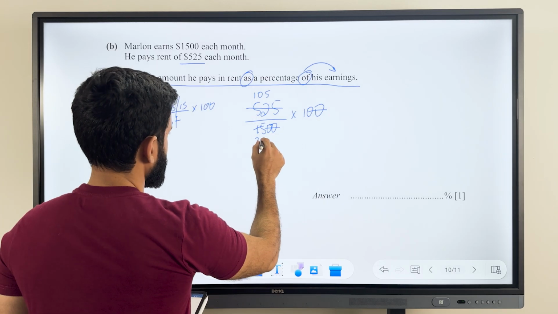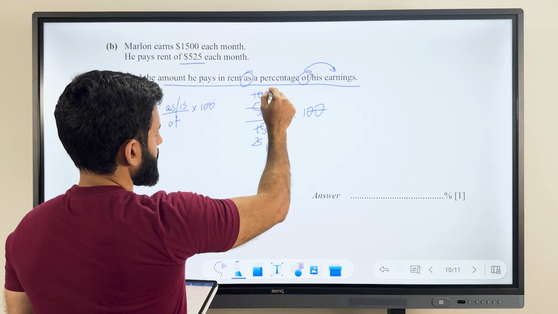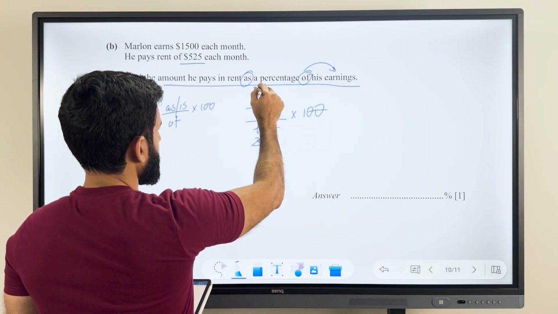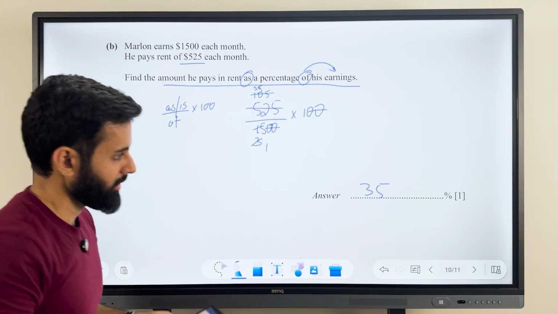Now, can we simplify this further? Of course we can. We can simplify this using the table of 3. So 3 3s are 9, 1 carry, 3 5s are 15. So that means the answer is 35%, which is correct.